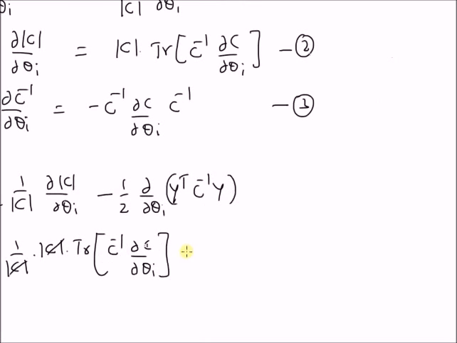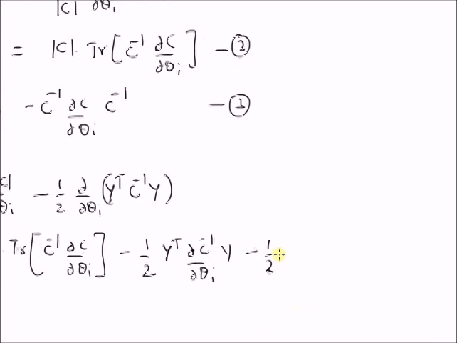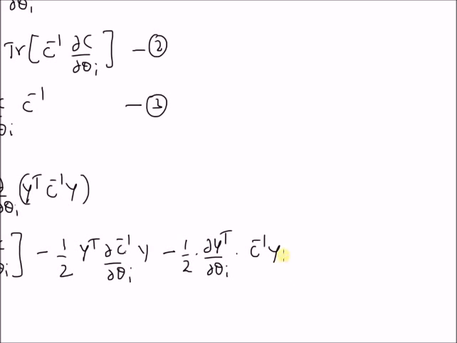And for the next term, we have minus 1 by 2 y transpose derivative of C inverse with respect to theta i multiplied by y. That is the first term. And for the second term, we have minus 1 by 2 multiplied by the derivative of y transpose with respect to theta, that is, the derivative of y transpose with respect to theta into C inverse y. And we have another term that matches this term, which is minus 1 by 2 y transpose C inverse derivative of y with respect to theta i. Since these two terms are the same, we can write them as 2 times this first term.